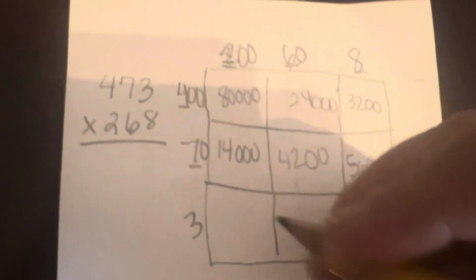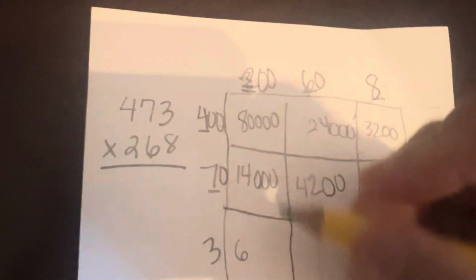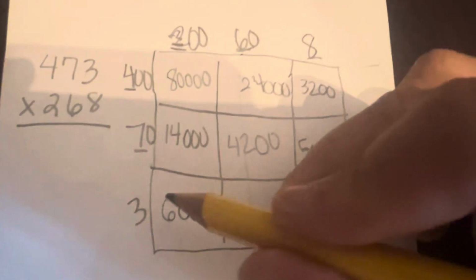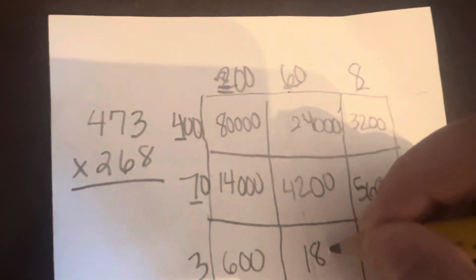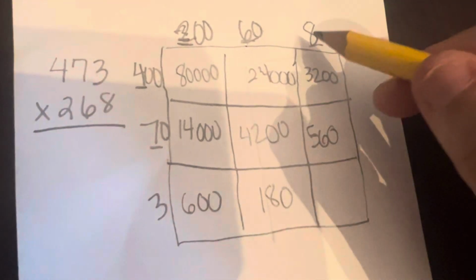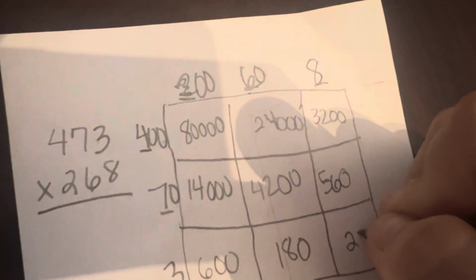Now, last row. 3 times 200, or 3 times 2 is 6. With the 2 zeros up there it is 600. And then 3 times 6 is 18, but we have 1 zero, so we put it right there. And then 3 times 8, which is 24.